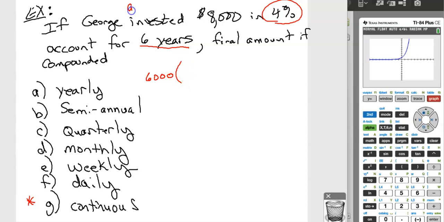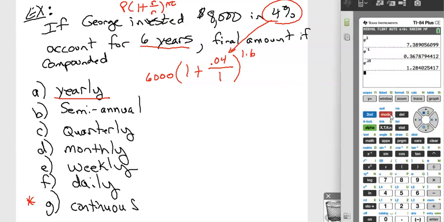You remember the formula is A. This book uses P, so P(1 + r/n)^(nt). Okay, so $6,000, 1 plus the interest, which is 0.04. Remember, this has to be entered as a decimal. Divided by n. Now, n is yearly. It's only being calculated one time. And then it's to the nt power, so 1 times 6. And then we're going to come over to the calculator and simply plug that in.